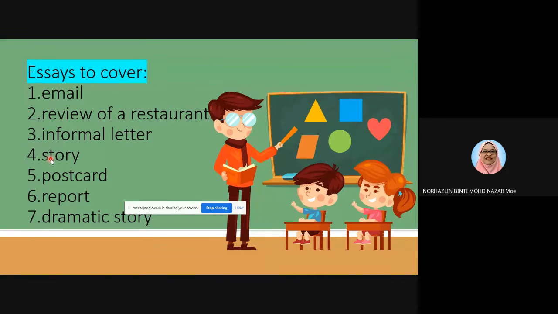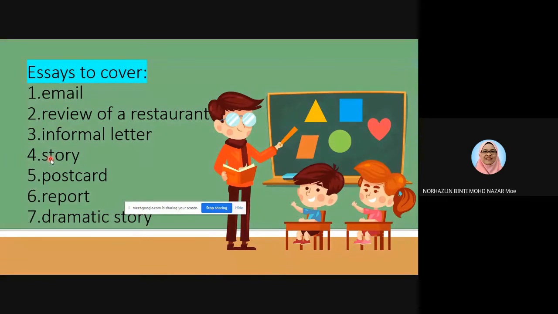Okay, in the real PT3 situation, as I always mention, you have to write 1.5 pages. Try your best to write 1.5 pages, because you are in PT3 Form 3, no longer Form 1 or Form 2. So the standard has to follow the PT3 format.